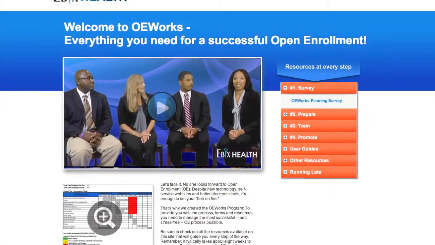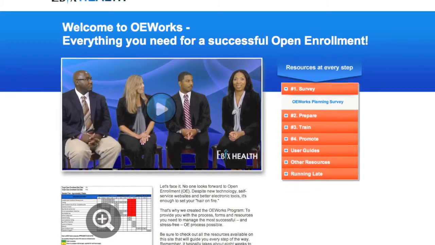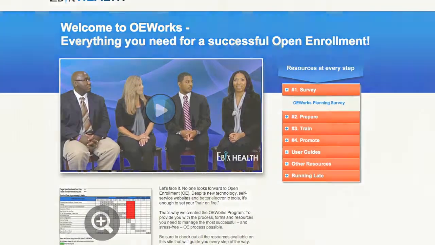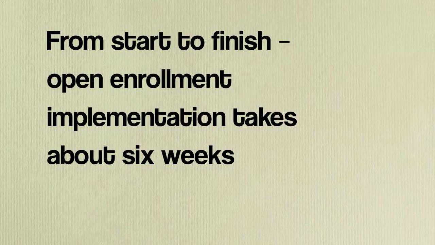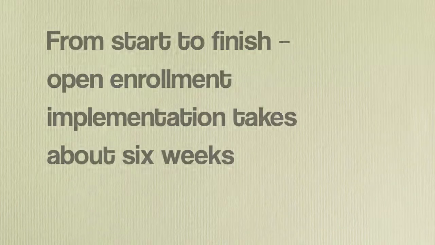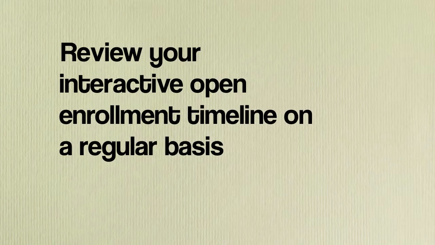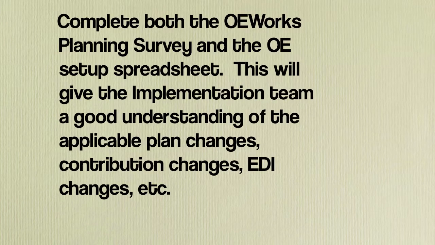Key points to keep in mind. With all the information we've presented here, it's probably best to summarize it in a few simple bullets. From start to finish, open enrollment implementation takes about 6 weeks. Review your interactive open enrollment timeline on a regular basis. Complete both the OEWorks planning survey and the OEWorks setup spreadsheet. This will give the implementation team a good understanding of the applicable plan changes, contribution changes, EDI changes, etc.